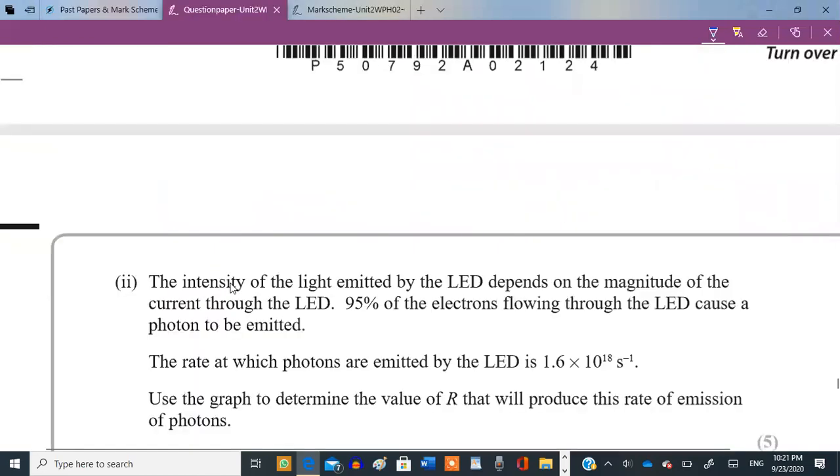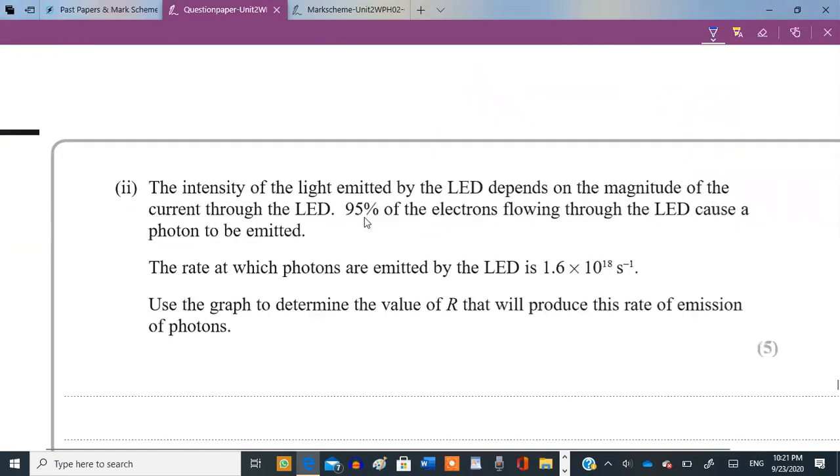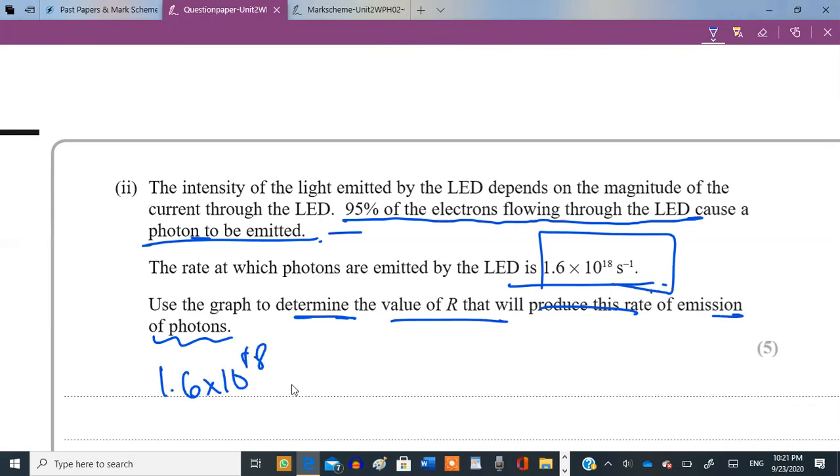Okay, I got it. Then part 2 says intensity of light emitted by the LED depends on the magnitude of current through the LED. 95% of the electrons flowing through the LED cause a photon to be emitted. Okay, the rate at which the photons are emitted is this much. Use the graph to determine the value for the resistance that will produce the rate of emission. This rate of emission. All right. It's 1.6 raised to the power of 18 photons being produced in 1 second. Okay. And the energy of these photon.